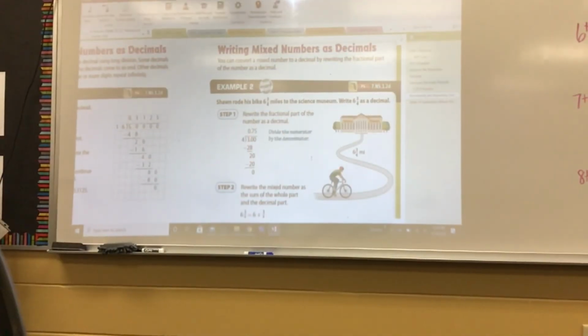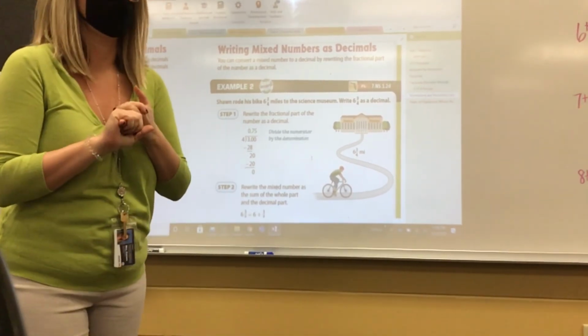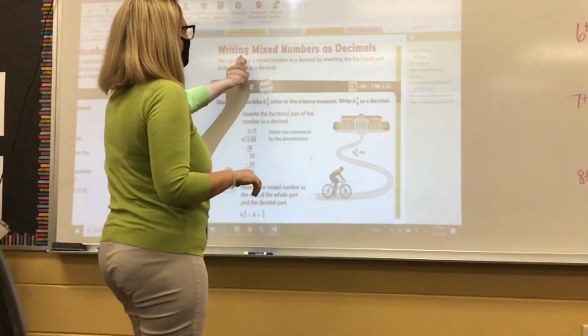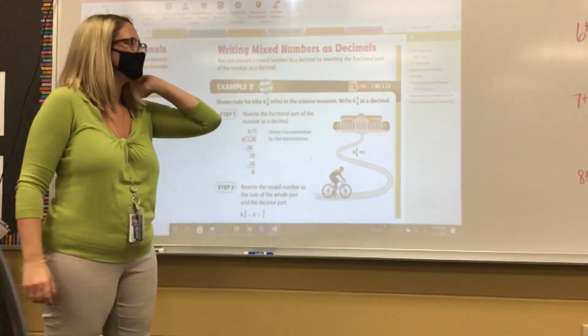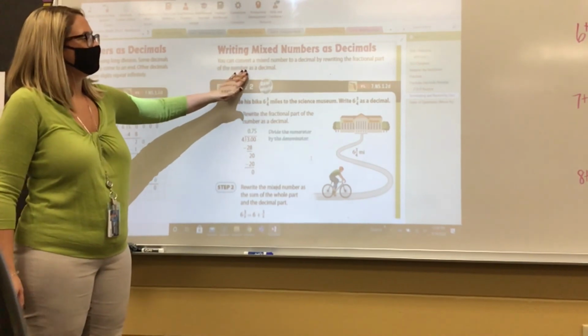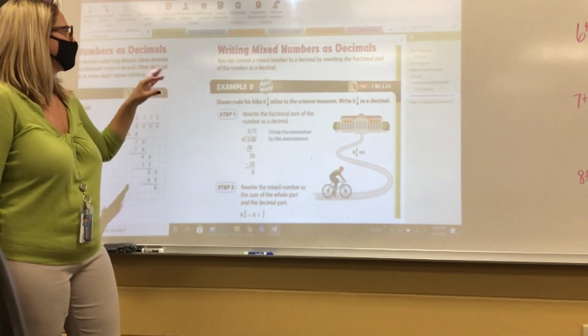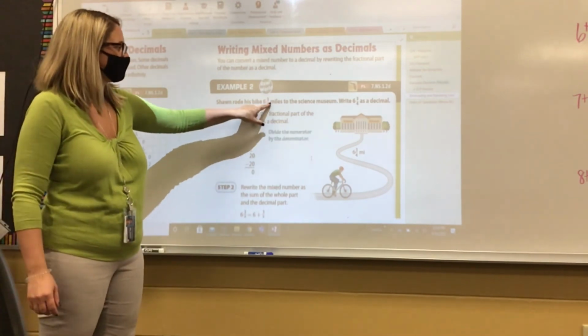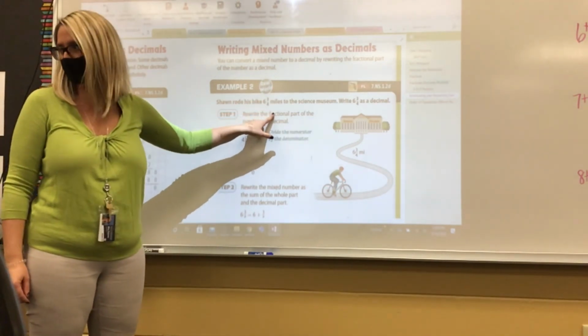Okay, so the answers were 0.3 repeating and 0.45, right? So now we're going to move on to the other side where we're writing mixed numbers as decimals. You can convert a mixed number into a decimal by rewriting the fractional value. So if it's 6 3/4, okay?